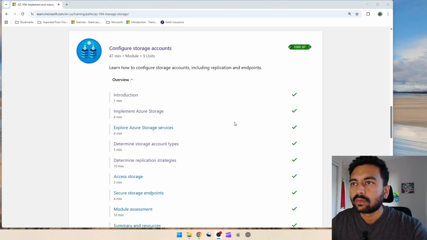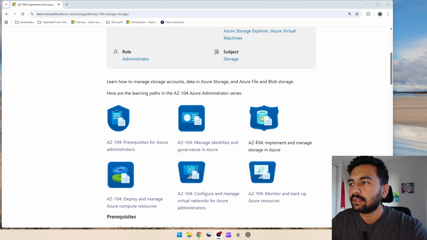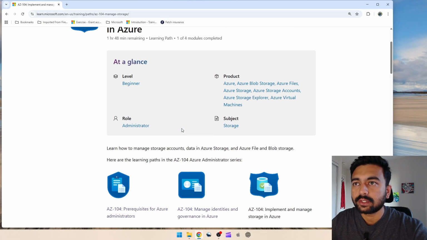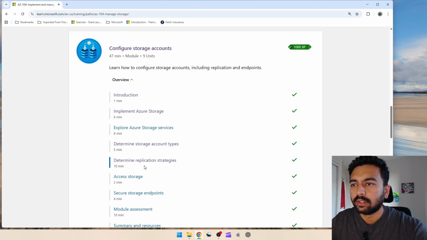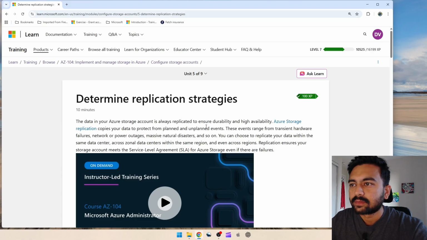Okay. So new day, same topic. We are in the Azure 104, implement and manage storage, and we're learning what type of replication strategies Azure provides. As we all know, an Azure storage account is always replicated to ensure durability and high availability. So pretty self-explanatory.